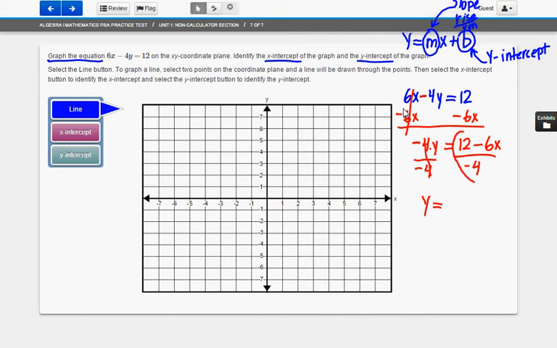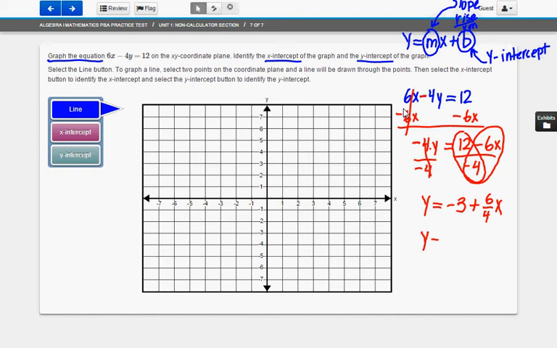okay, at this point, we need to divide each of these terms by negative 4. This is how we do it in my classes. 12 divided by negative 4, first of all, is negative 3. And then negative 6x divided by negative 4 is going to be a positive, and you can really just leave it as 6/4 if you want to. Okay, y is equal to negative 3 plus 6/4 x.